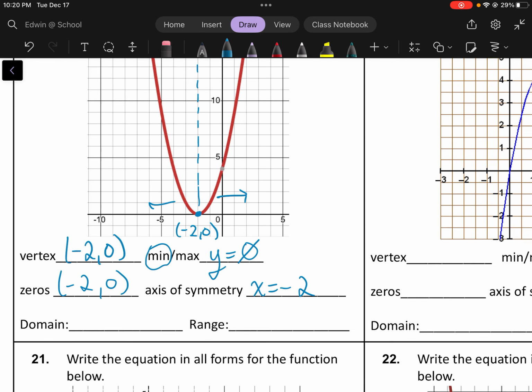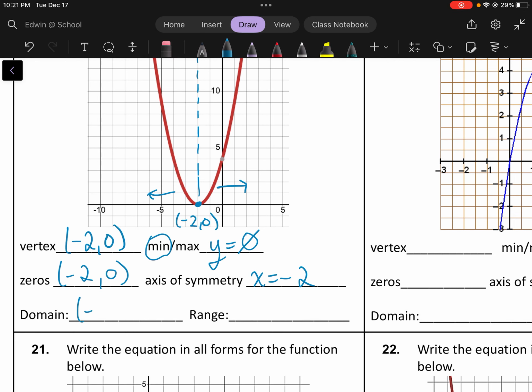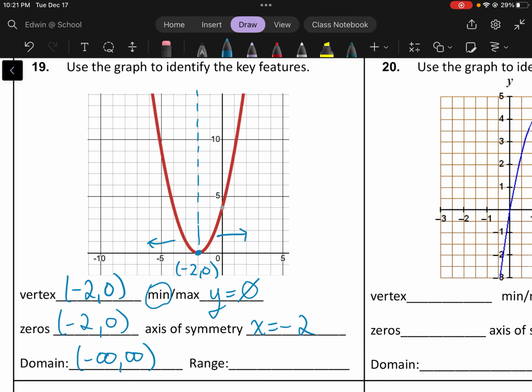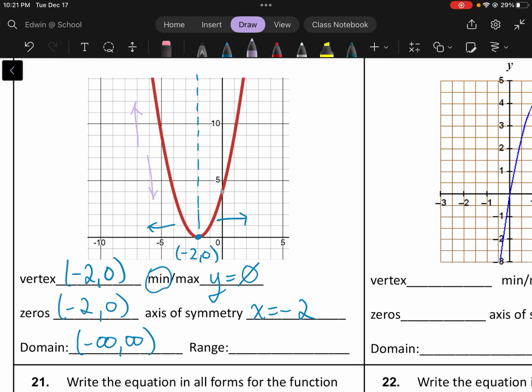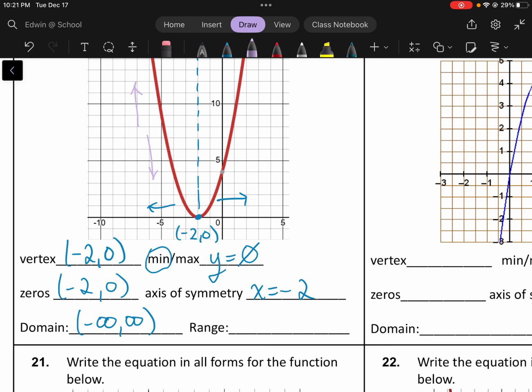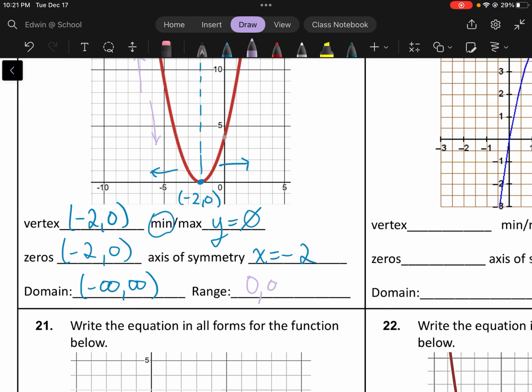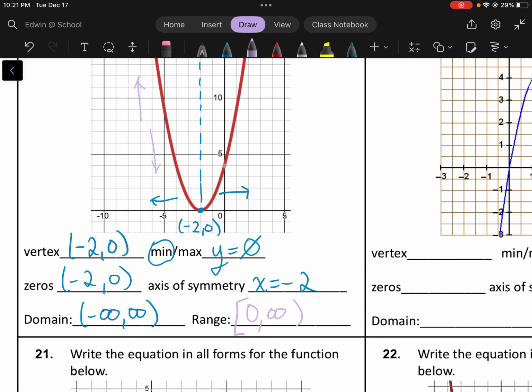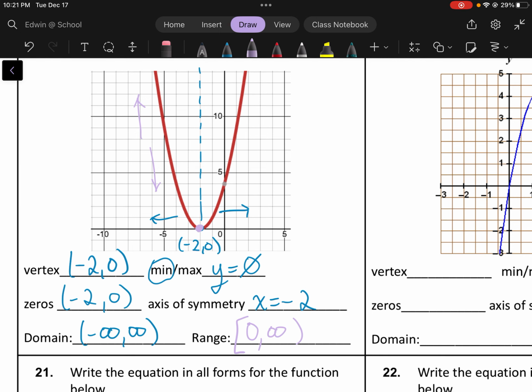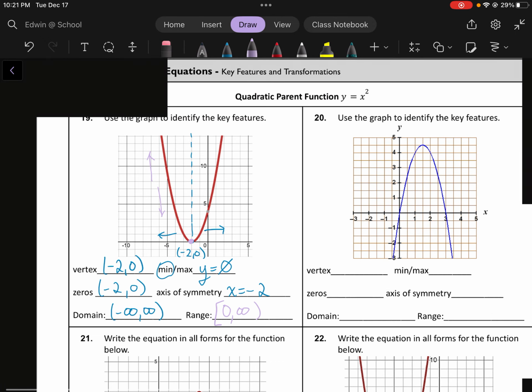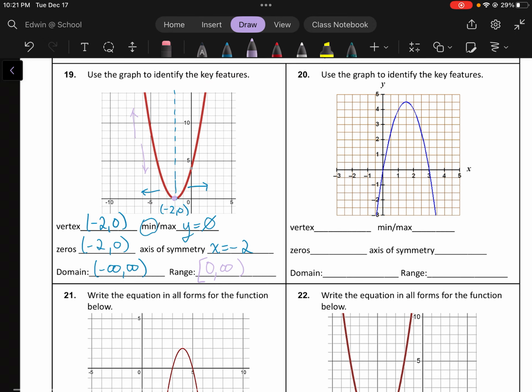Now, domain and range. So domain, it looks like it goes to the left and right forever. So that means we'll have a negative infinity all the way to infinity with parentheses. And now we're talking about lowest point and highest point. So lowest point is going to be what we already said, which is the minimum. So we have a 0, and then the highest point is going to be up forever, which is infinity. Keep in mind there's a bracket at 0 because we have a point at 0 right here. It goes up to infinity, and we can never reach infinity, so that's why we have parentheses.